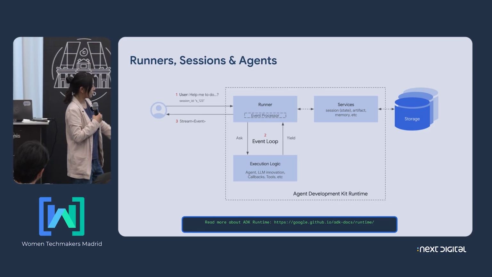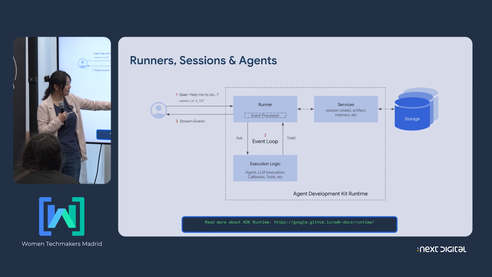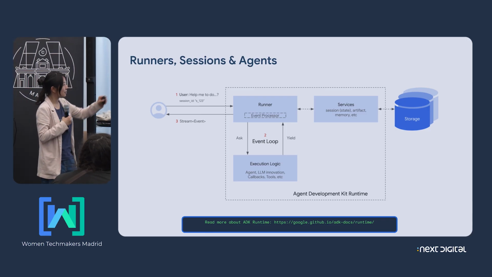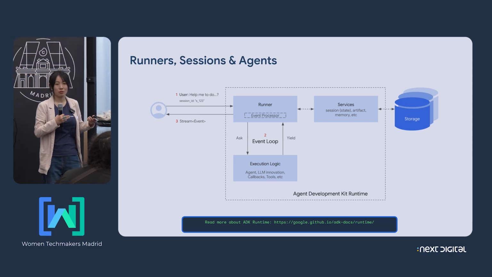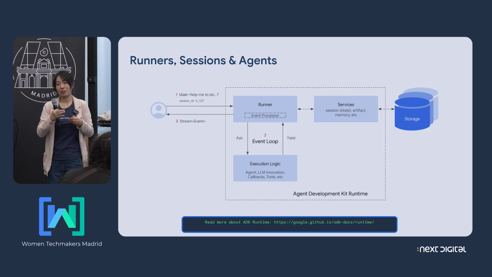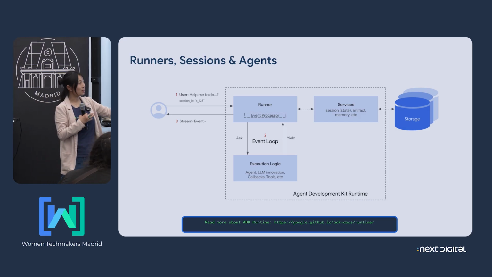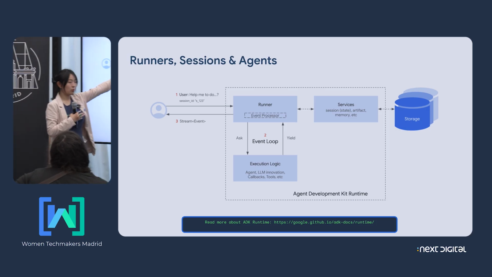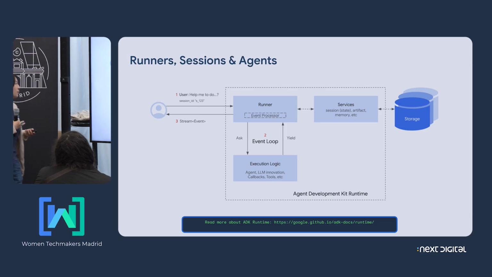This is the official slide from Google. The agent belongs to the execution logic category, and the services are anything to do with the user. For example, if we want to store some essential user information in short-term memory, we store it in session services. And the runner is the event processor. Basically, that's the brain of this application.